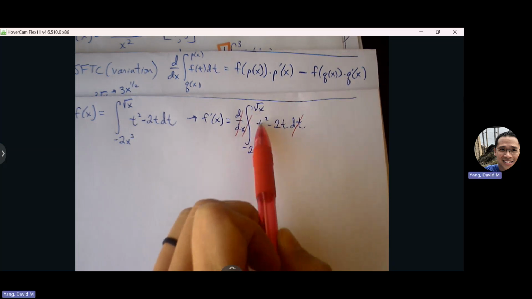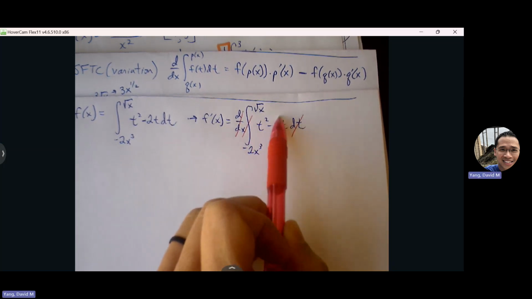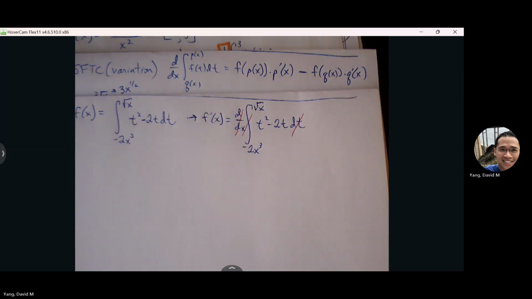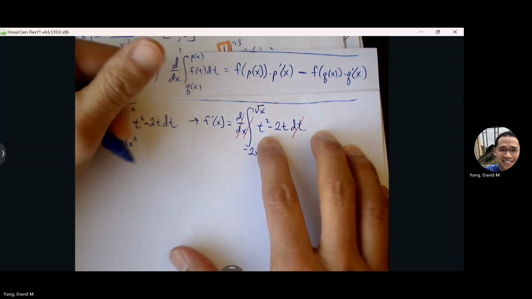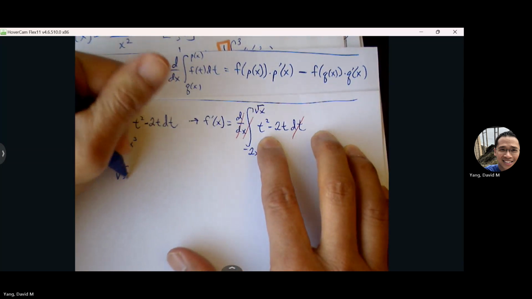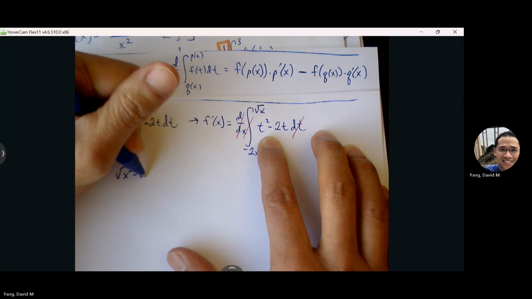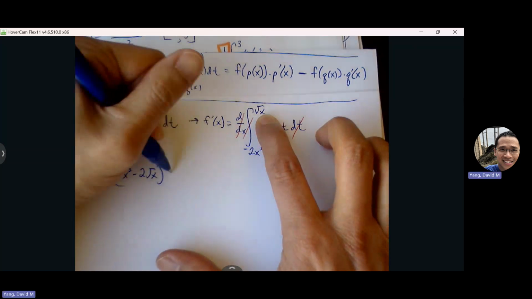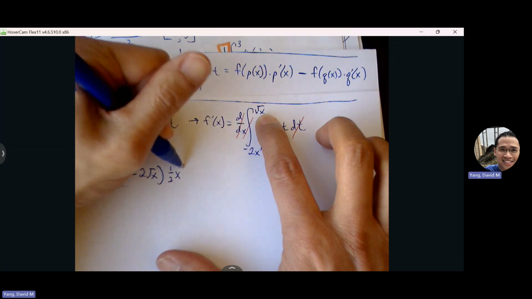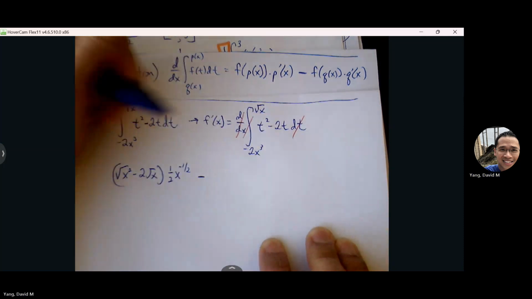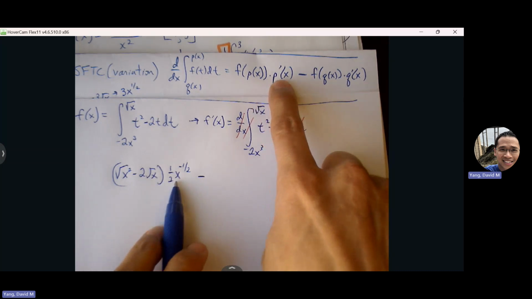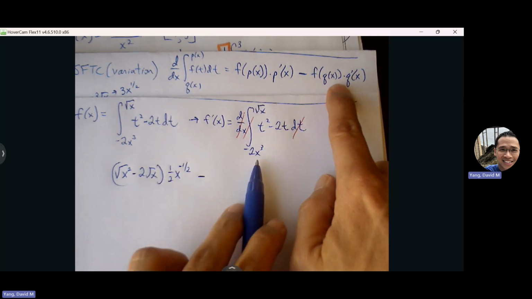In this case, both bounds with the expression, but we're not going to do power rule, integral, derivative with this expression. This is not going to change. X to the 1/2 becomes 1/2 x to the negative 1/2. That's my f of p of x times p prime minus f of q of x.